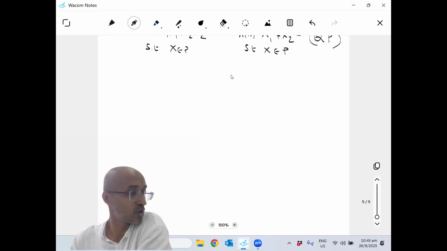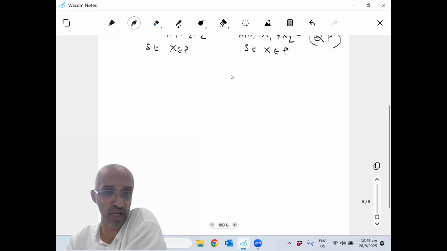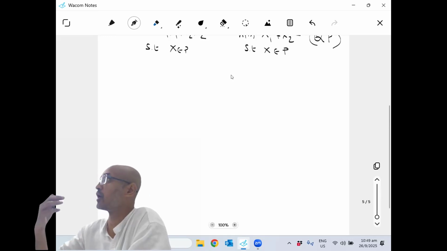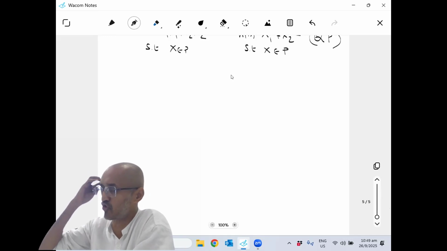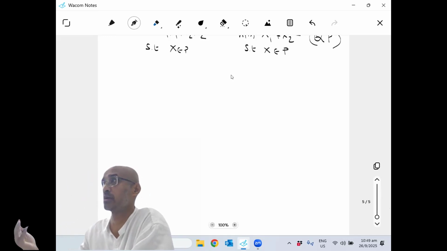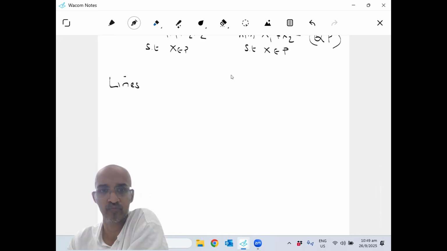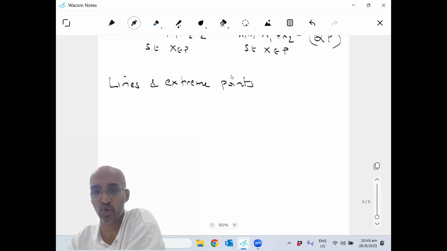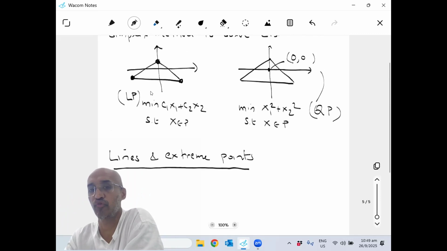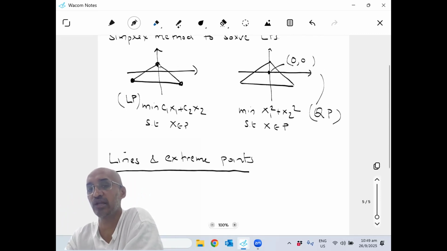Okay. So let's do this. I need a definition of, so we need to have a characterization of if a polytope has an extreme point. So it turns out, lines and extreme points. I showed you a figure here where, visually, it's clear these three are extreme points or corner points.